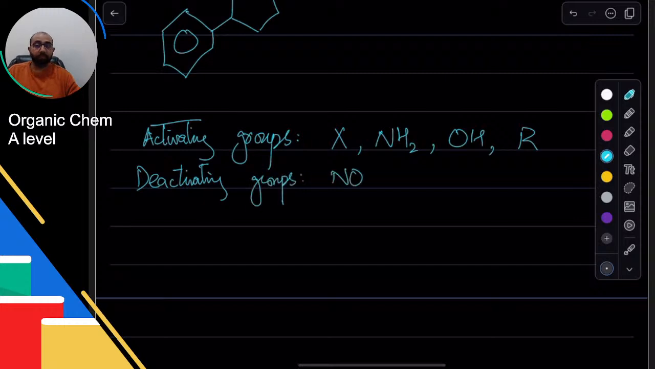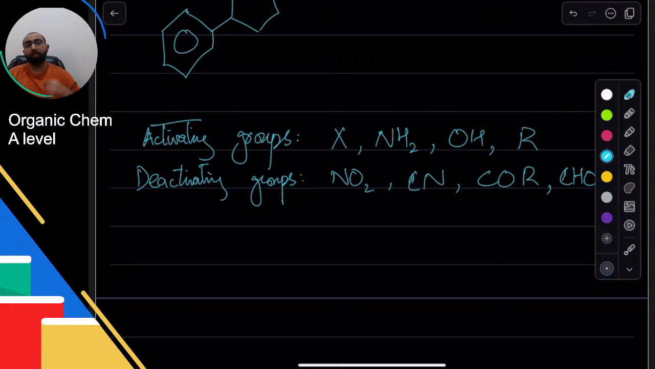So NO2 is that, CN is that, acyl chloride COR, they are those, COH, CHO, aldehyde, that is that. Okay, so they are basically activating and deactivating. So depending on what's already there, the thing will go there.